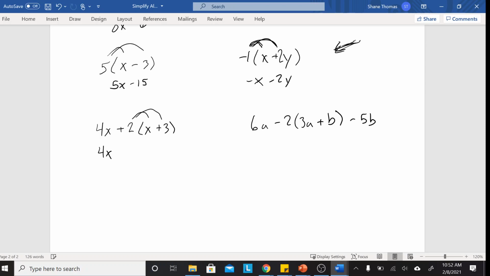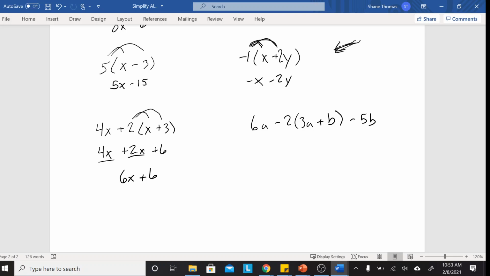So that leaves me 4x plus 2 times x is 2x. 2 times 3 is going to be 6. Now I have the parentheses gone. I can combine like terms. These two are like terms. 6x plus 6.